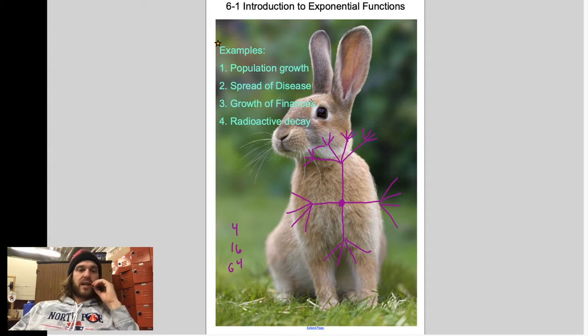The growth of your finances. If you have money sitting in a bank and you are earning interest on the money, pretty soon you begin earning interest on the interest that you had. And so your savings does not grow linearly. Your savings grows exponentially. Now, it's not a steep exponential curve. It's not like rabbits reproducing, for example, but it does grow exponentially. It can be modeled best by that. And the last one is radioactive decay.